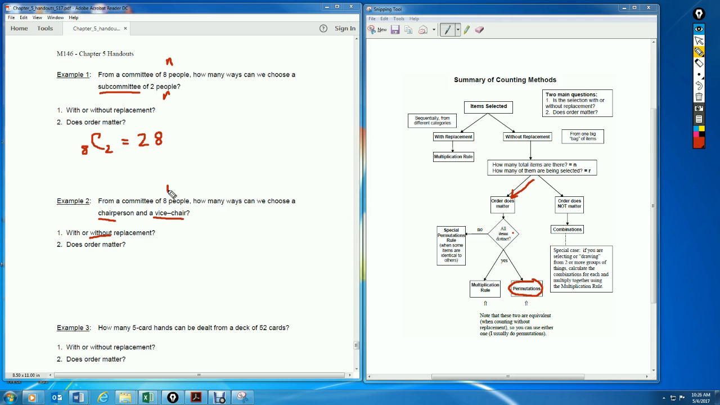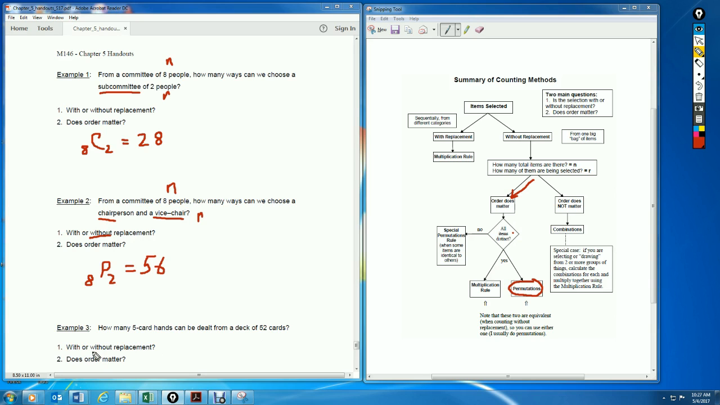And again, the total number of objects is 8, and we are choosing 2 of them. So R is 2. So this time I want to do the permutations of 8 objects taken 2 at a time. Go ahead and do that on your calculator and you should get 56. All right, so example 3, how many 5-card hands can be dealt from a full deck of 52 cards?